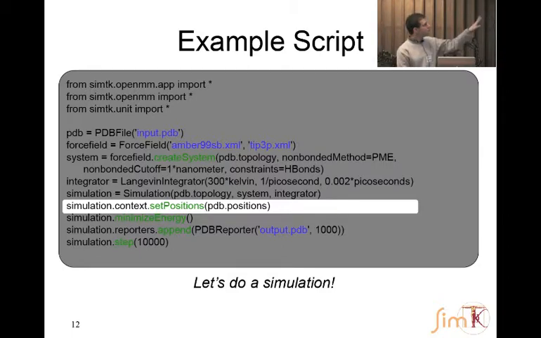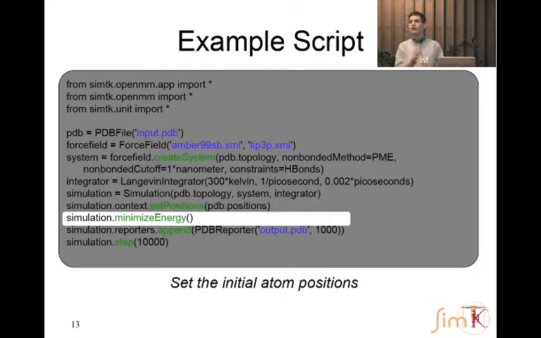So instead what we do is we call simulation.minimizeEnergy. And this just tells it, run a local energy minimization, just wiggle around those atomic coordinates a little bit so that you get something that doesn't have any huge forces, so our simulation won't immediately blow up.